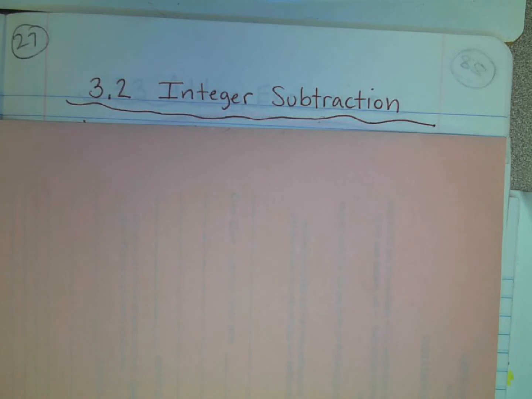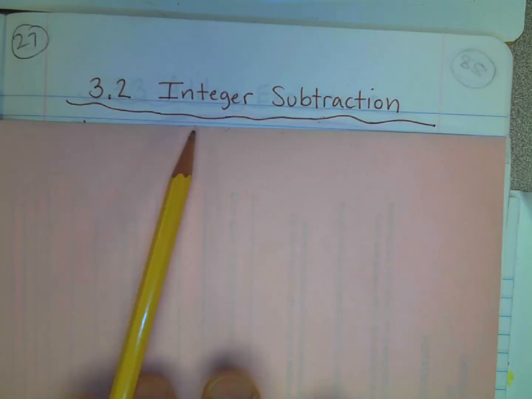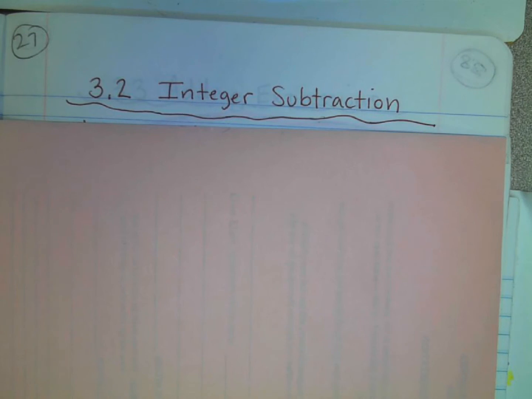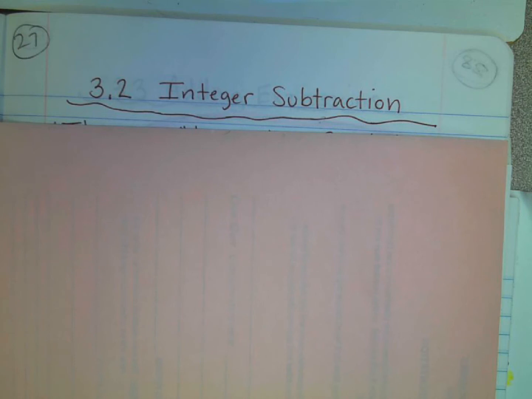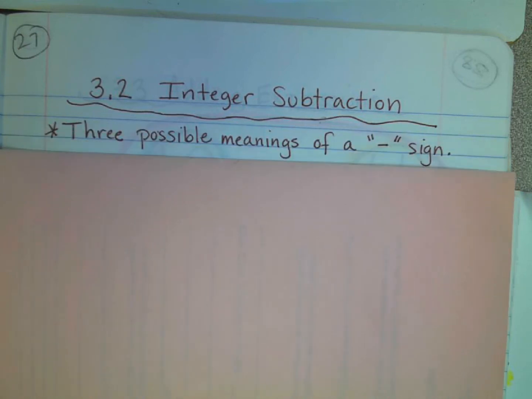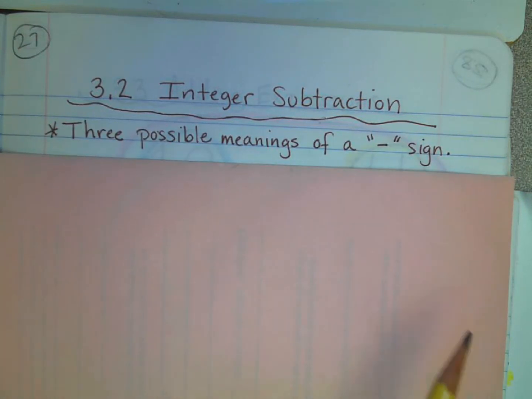All right, we're looking at section 3.2 today, integer subtraction. You just got done adding different types of integers, positive and negative integers. Now we're going to deal with subtracting them. There are three possible meanings of a negative sign that I want you to realize.